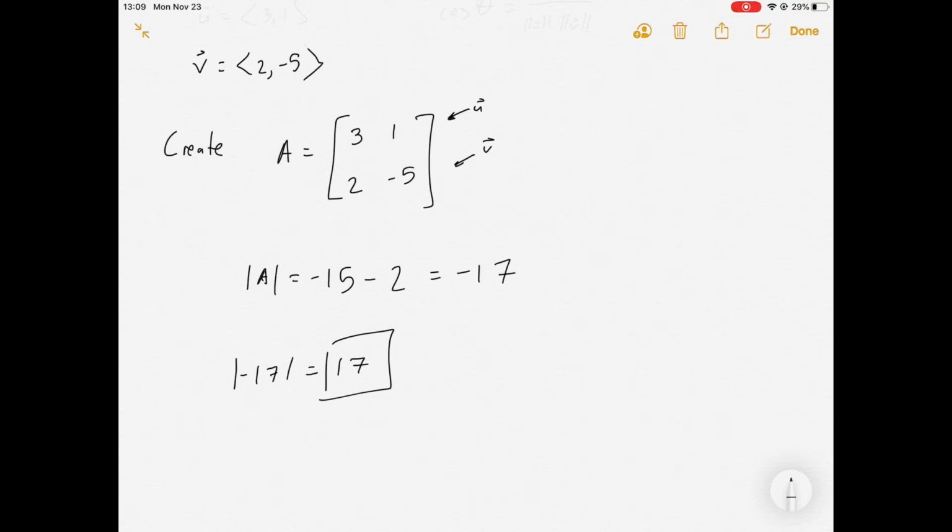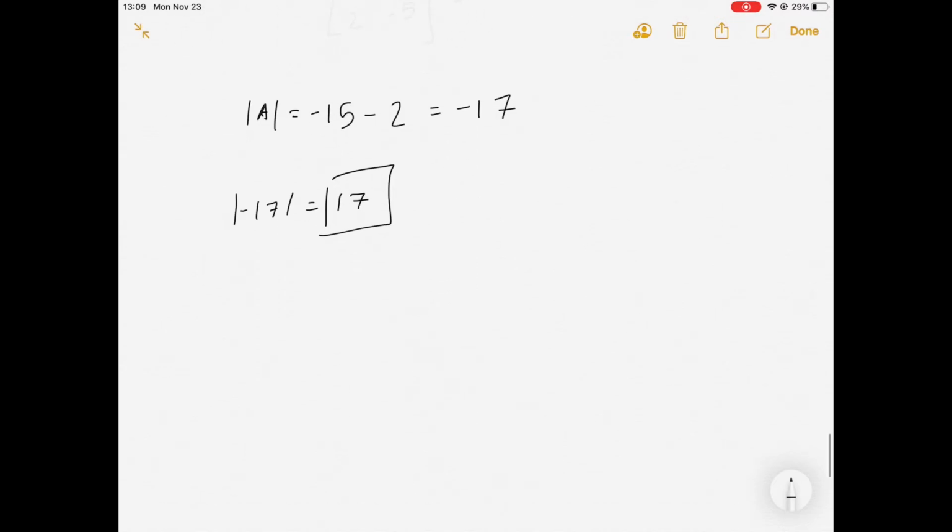So in order to find the area of a parallelogram, you really just set up the two vectors in a matrix and then take the determinant of that matrix, which is pretty straightforward. So that's pretty cool.